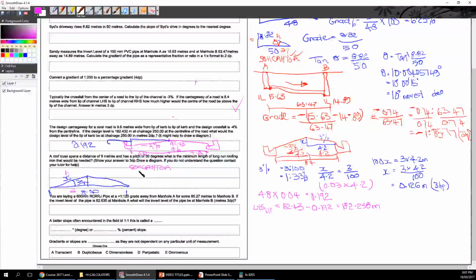So we know we want to find the hypotenuse. That's what we want to find. We know the adjacent is 4, and we know that it's 30 degrees. So it looks like we're going to be using cosine.